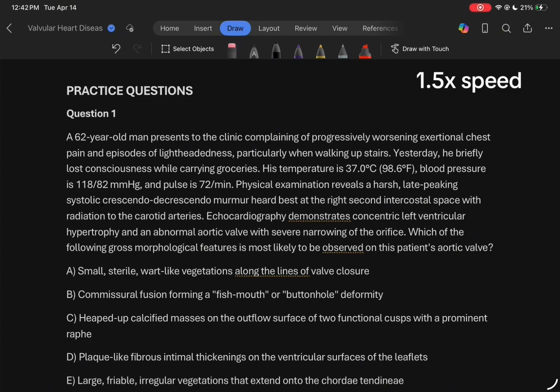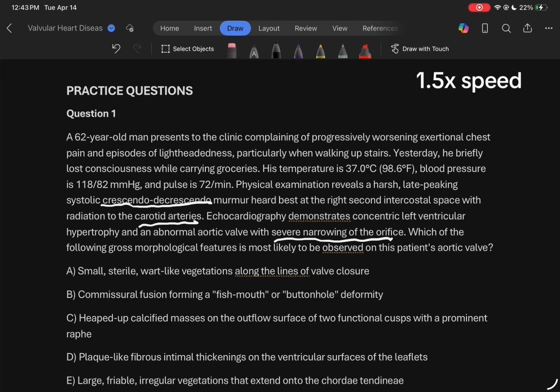And even right there, that crescendo-decrescendo is going to start making me think about aortic stenosis. That's heard at the right second intercostal space with radiation to the carotid arteries, and that's the second clue of aortic stenosis. Echocardiogram demonstrates concentric left ventricular hypertrophy and abnormal aortic valve with severe narrowing of the orifices. And that's the third clue of aortic stenosis. Which of the following gross morphologic features is most likely to be observed in this patient's aortic valve?